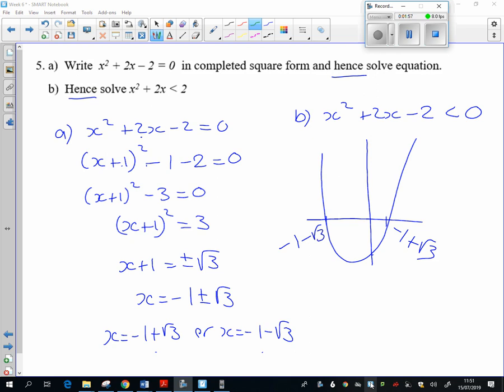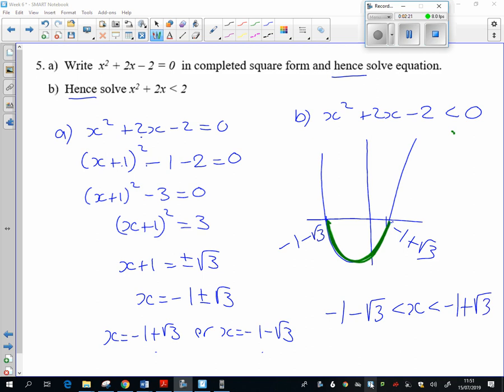The inequality is when is it less than 0. So that graph, the value of that quadratic is less than 0 below the x-axis. So that is anything between those two values. So minus 1 minus root 3. So anything greater than that, but that is also less than that.